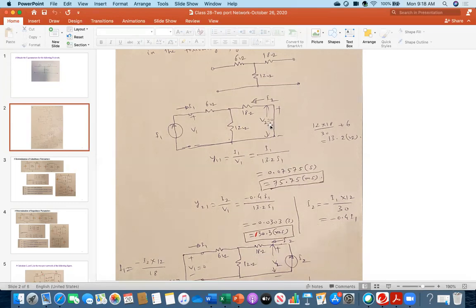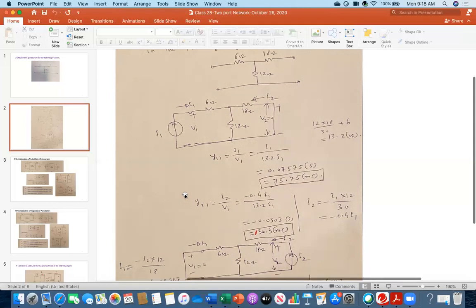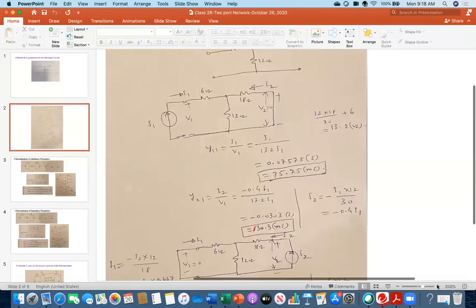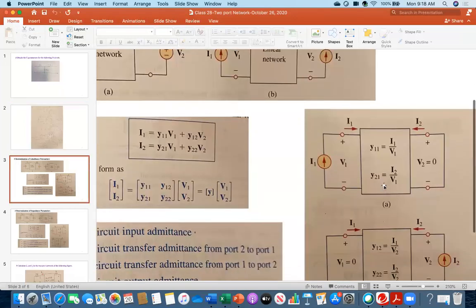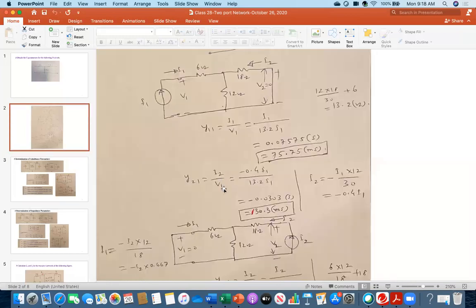Everybody, do you understand this one? Yes. Okay, great. So now next, we also have to find out Y21 from the same circuit. Y21 is I2 over V1. Again, that is coming from here. So if I do that, what is I2? Now I have to find out what is I2.